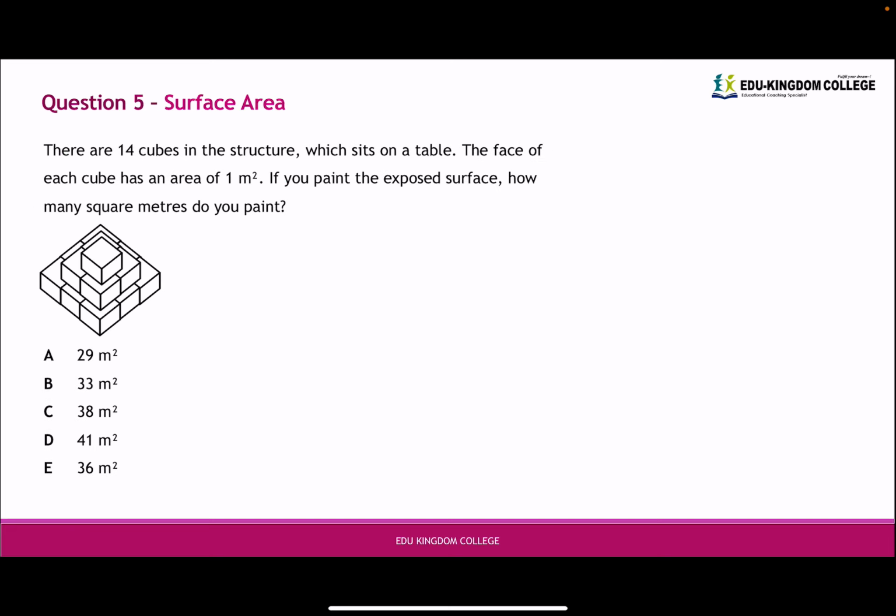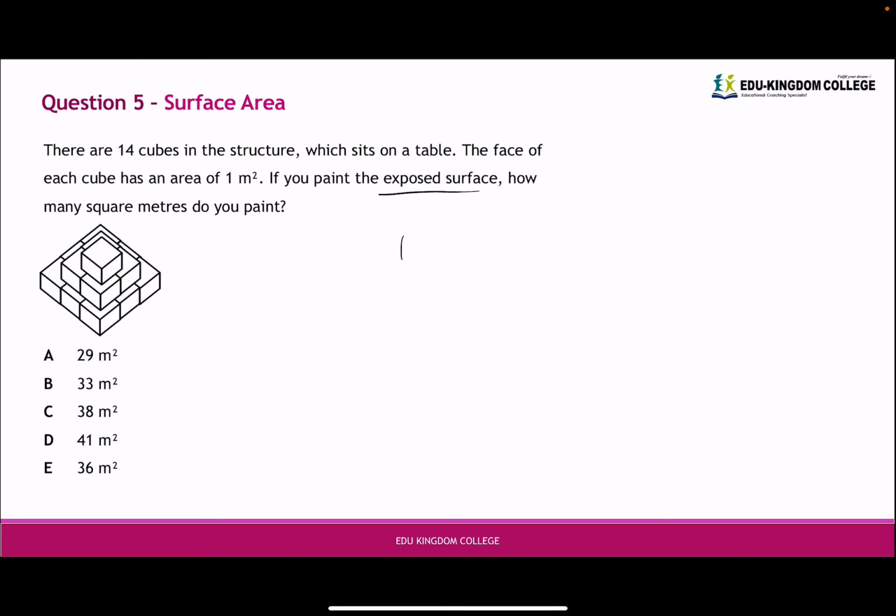So question 5, surface area. Be careful when you read the question, because it does say the face. So there are 14 cubes in the structure. If you paint the exposed surface, so that's not the bottom. We can't see the bottom, it's not exposed. So for those of you that were a bit confused, that might be why. So let's take a look at the top first.